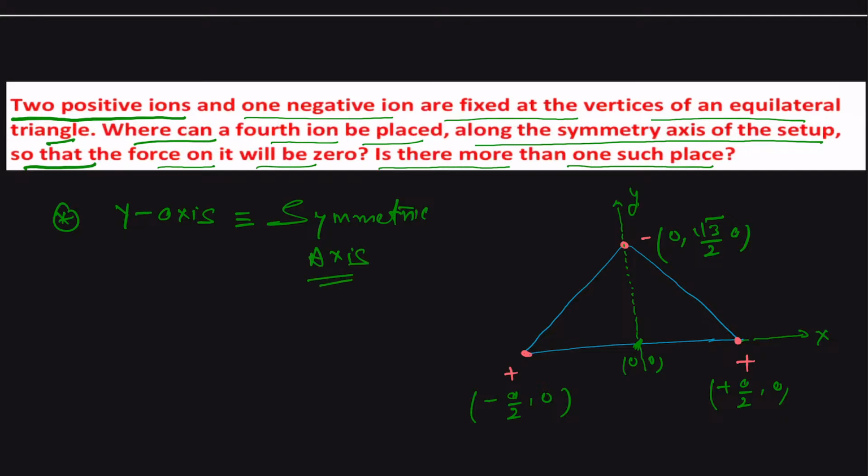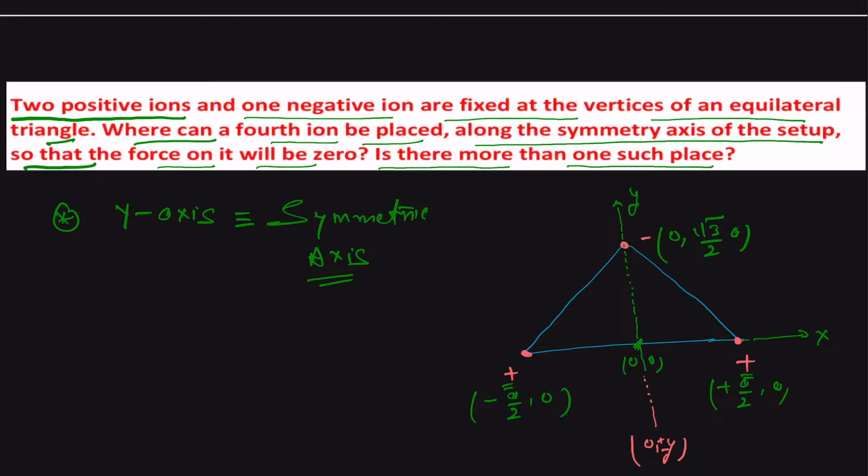and to the left and right of the symmetric axis we have positive and positive charge. Okay. And we are told that we are going to place a fourth ion on this symmetric axis. It means the fourth ion will be placed on this y-axis. Okay, so its coordinate will always be 0, y. Okay, and this y can be negative as well as positive. We can deliberate that later on.